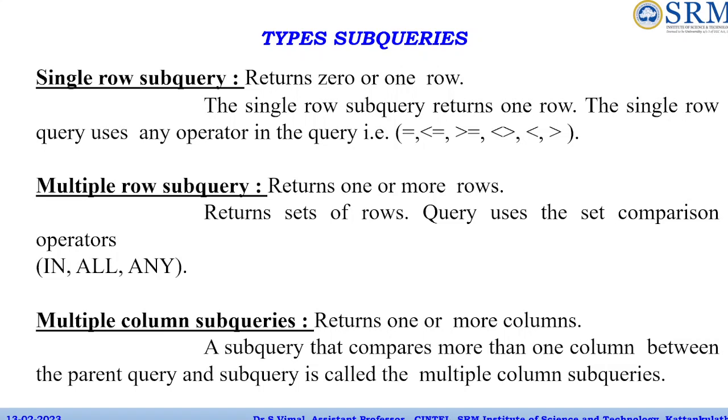A multiple row subquery returns one or more rows by using the comparison operators, in, all, or any operator. Multiple column subqueries are used to compare more than one column between the parent query and the subquery. It returns one or more columns when we execute these multiple column subqueries. These are all the types of subqueries.